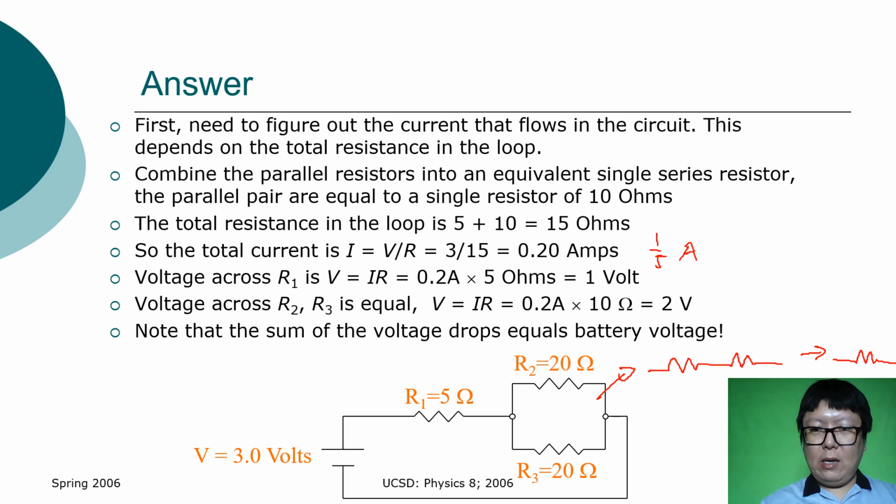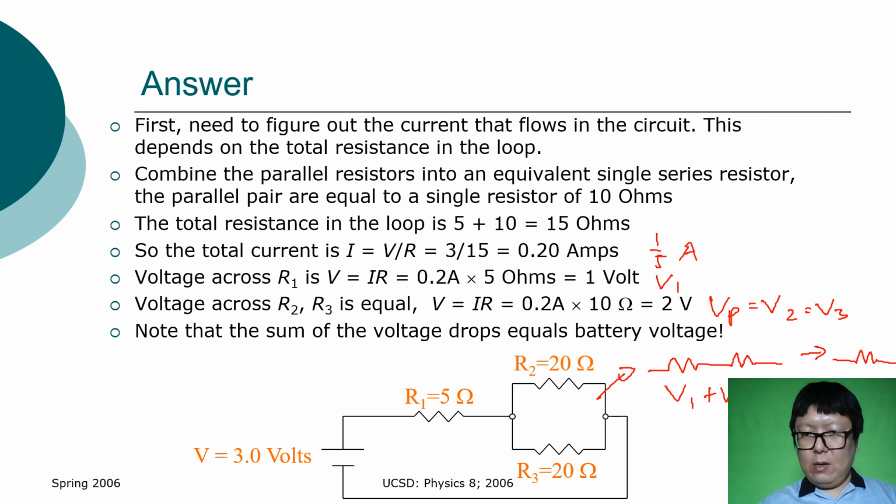After that, find the voltage in R1, V1. After that, find the Vp equal to V2 equal to V3, right? And remember, the sum of the voltage drops equal to the voltage of the battery. So V1 plus Vp is equal to 3 volt. Okay, that's all. You can try this simple step every time you find a question like this.